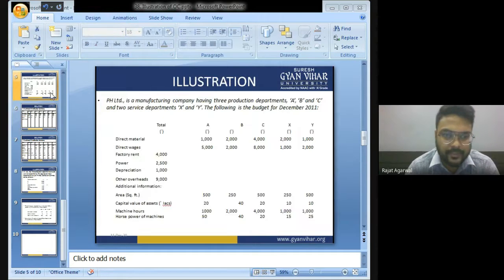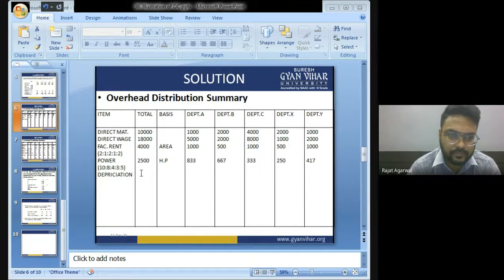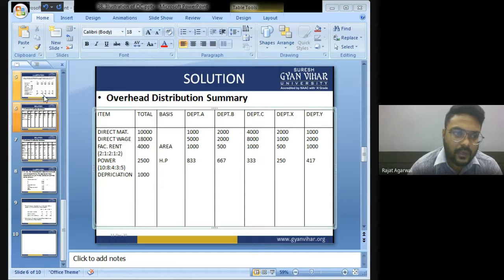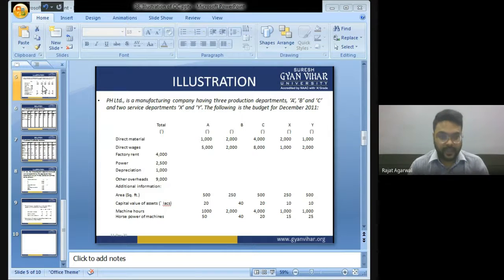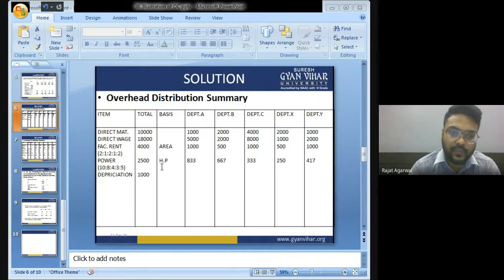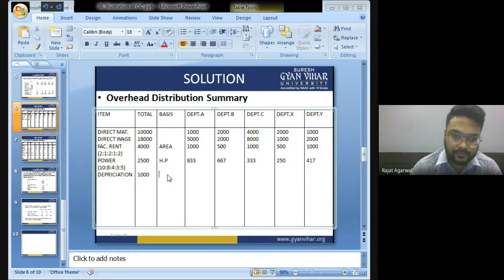Total expense of depreciation is 1000. Now depreciation should be distributed on the basis of area, capital value of asset, machine or horsepower of machine. Depreciation is based on the capital value of asset because we charge depreciation on the value of asset. So depreciation should be based on the value of asset.